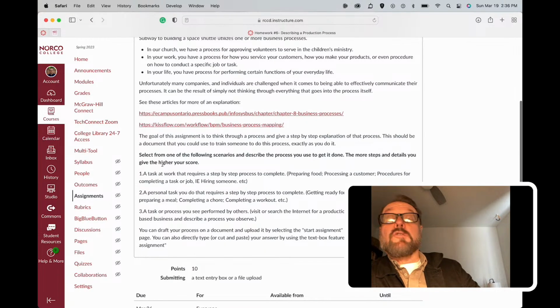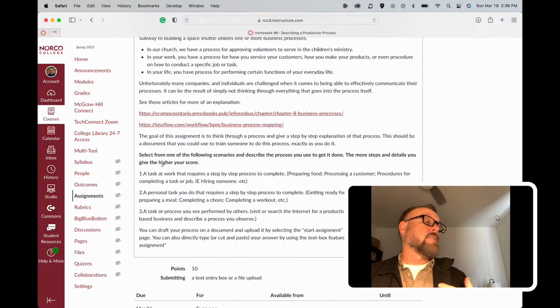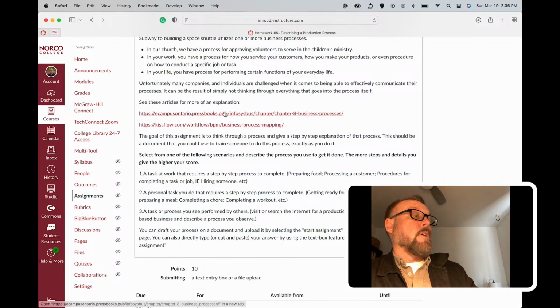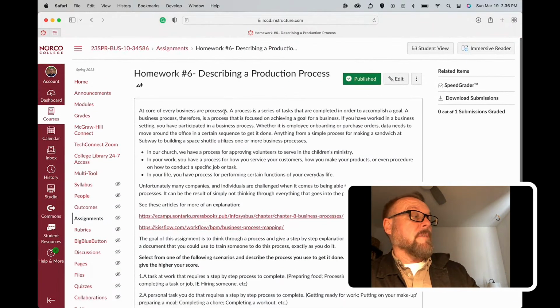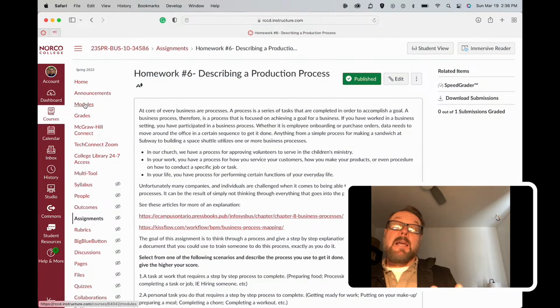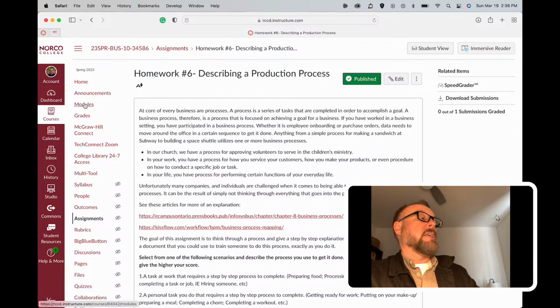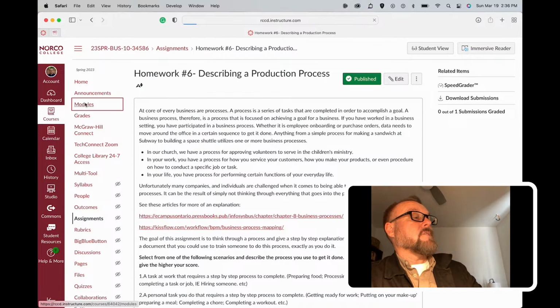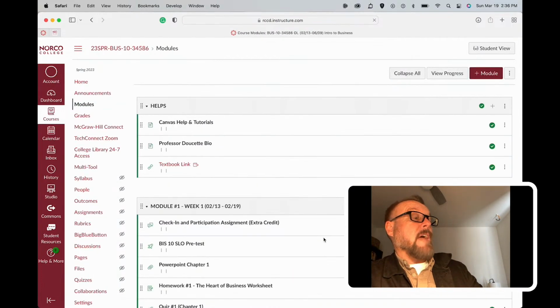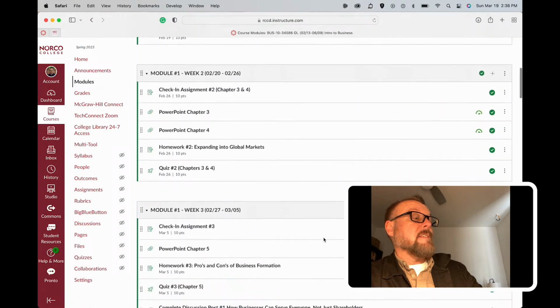So describe a process is what I want you to do. It's to kind of show that you understand how one thing leads to the next thing that leads to the next thing. You probably know that it was Henry Ford that was one of the first businesses to use a production line model where they were building multiple units at the same time in different stations. And so that's what I'm trying to get at with that homework assignment. So make sure you review that well.